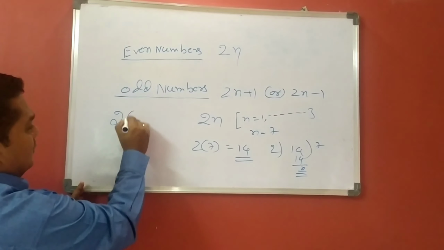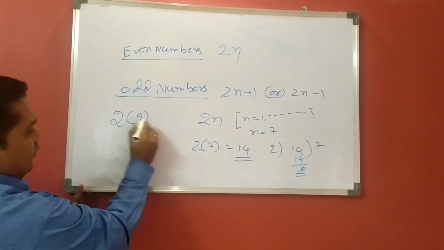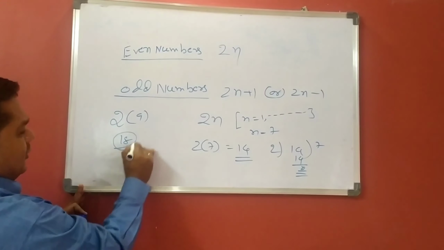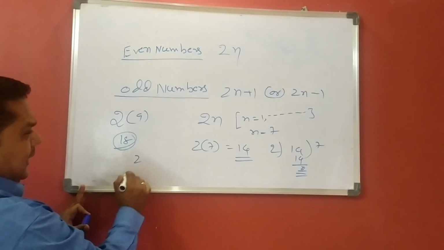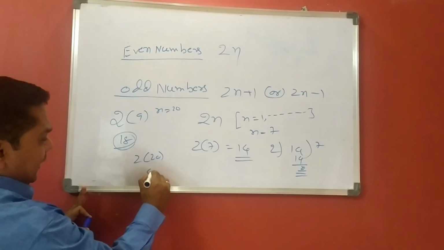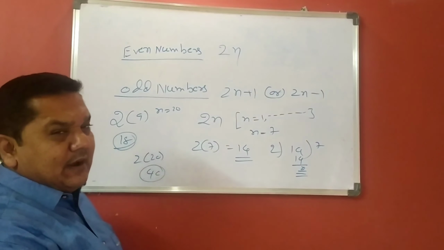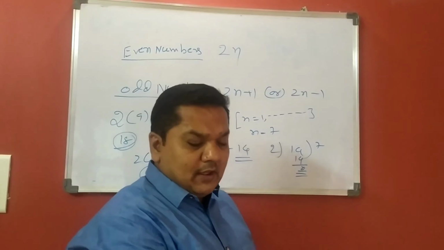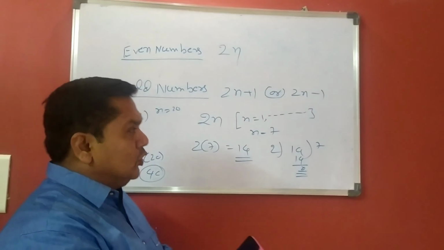For example, 2n: we can take n as 9, 2 9s are 18. 18 is also an even number. If we take n equal to 20, 2 into 20 is 40. 40 is also an even number. So that's why the formula of an even number is 2n.